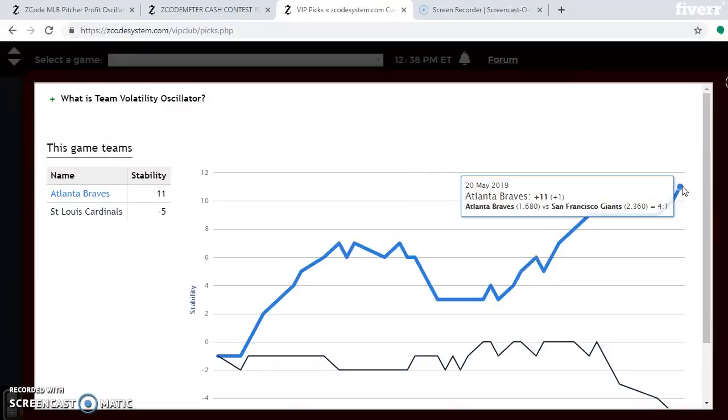the favored underdog status, at plus 11. So do not take the favored underdog status into consideration too much when looking at the Cardinals for this weekend. Now, the pitcher profit oscillator, I mentioned this before. I'll show you how it's done here.